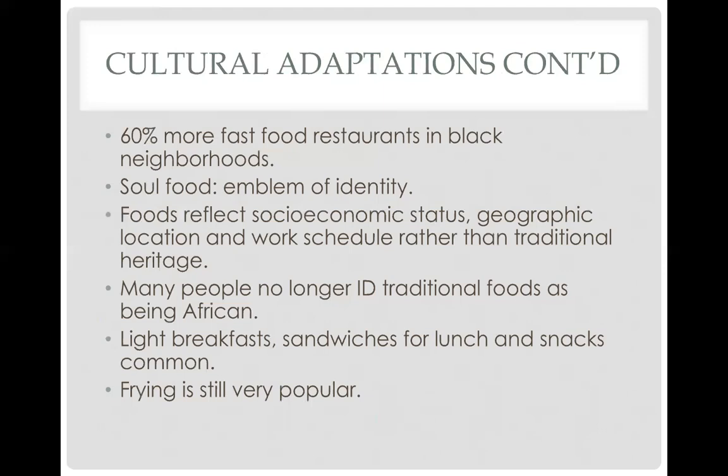Different foods reflect socioeconomic status, geographic location, and work versus heritage, which was a traditional way for foods to have their origin. People no longer identify traditional foods as being African, so people are no longer identifying okra as being African, yams as being African, or one-pot meals such as tagine as being African. However, they do still recognize greens as being African.